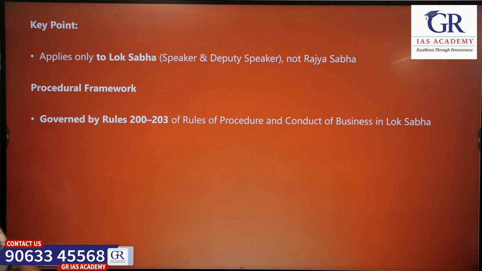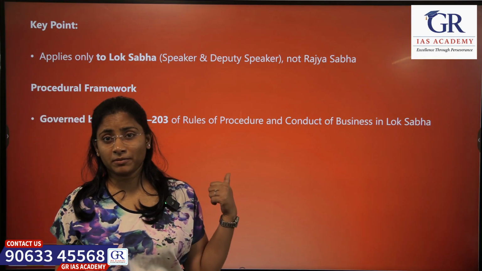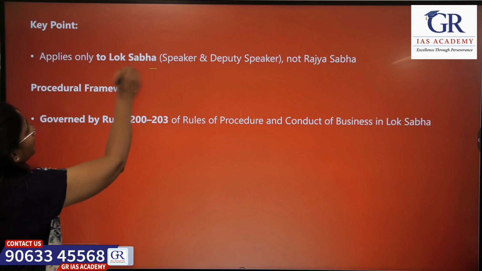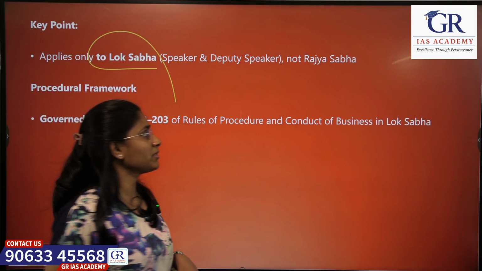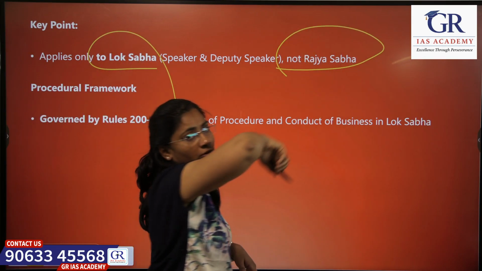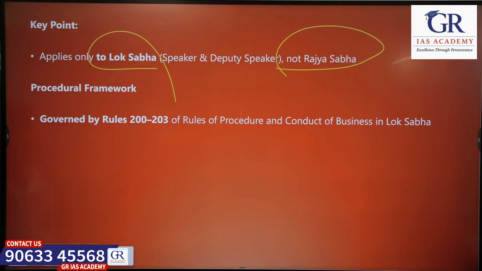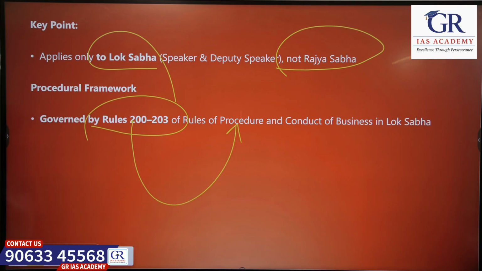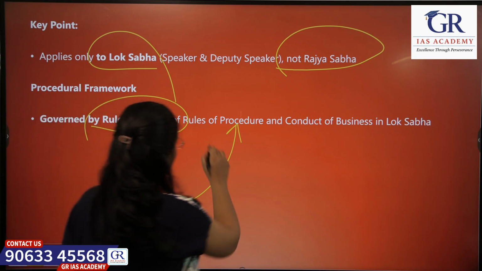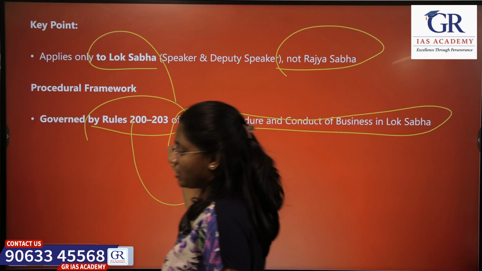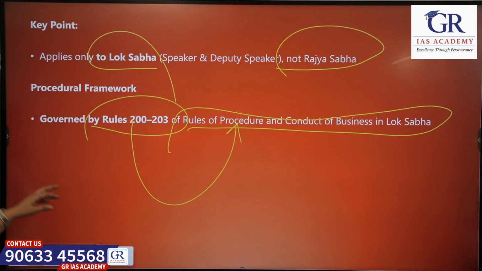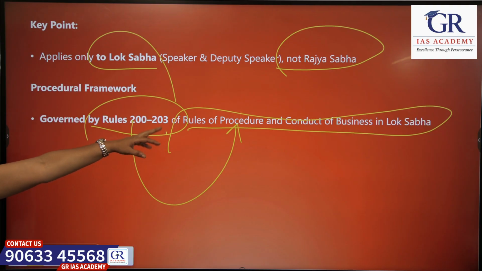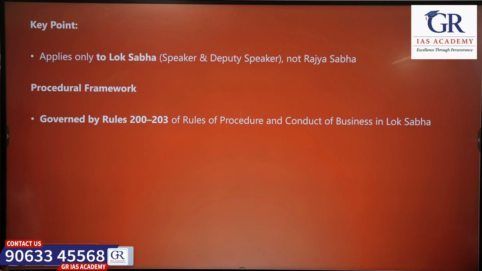So for whom is this procedure applicable? It is applicable only to the Lok Sabha Speaker and Deputy Speaker, and it is not applicable to Rajya Sabha. And what is the framework for this? It is governed by Rules 200 to 203 of the Rules of Procedure and Conduct of Business in Lok Sabha. That means this procedure is based on the rules of procedure but not the Constitution.